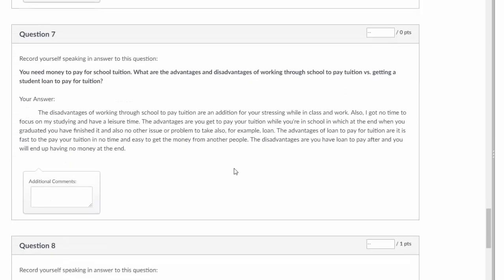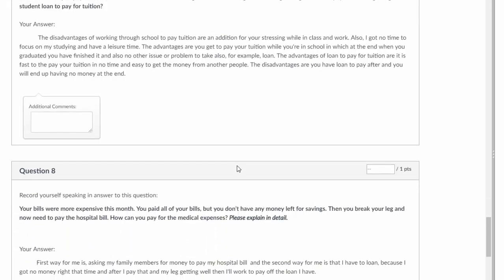Scenario number 7 is, you need money to pay for school tuition. What are the advantages and disadvantages of working through school to pay for tuition versus getting a student loan to pay for tuition? And this is assessing the objective of making comparisons and contrasts. And so her response is an answer to that.